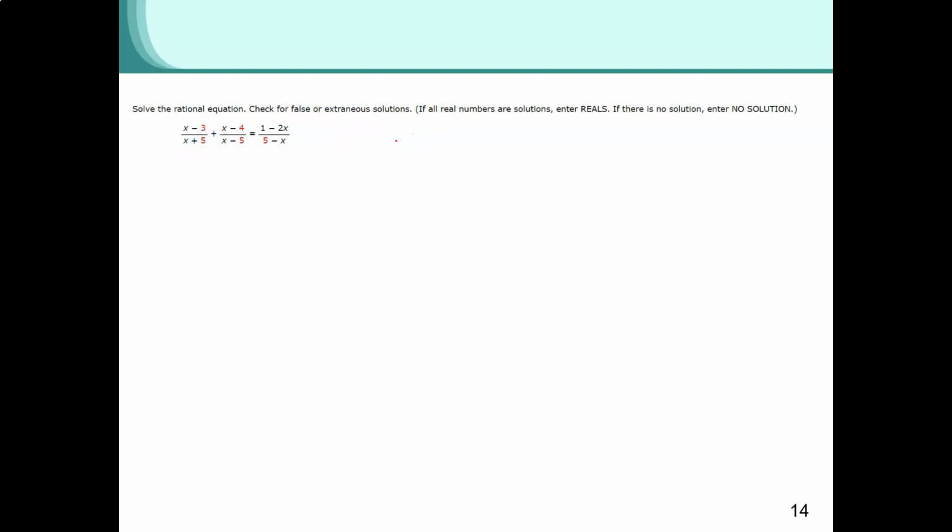So when we have the rational equation, you need to focus on the denominator part. So now this one, I have x plus 5 on the first element here, x minus 5 on the second element here. And on the other side, I have 5 minus x. So now the first thing I'm going to do is I'm going to switch the denominator part of this term.